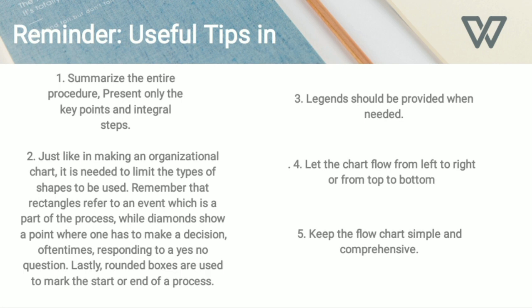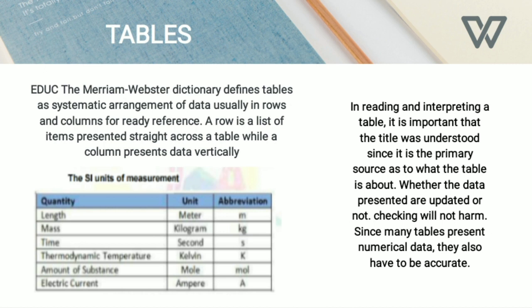Third, legends should be provided when needed. Fourth, let the chart flow from left to right or from top to bottom. Fifth, keep the flowchart simple and comprehensive. Now we are going to the second part of graphic aids, which is tables.